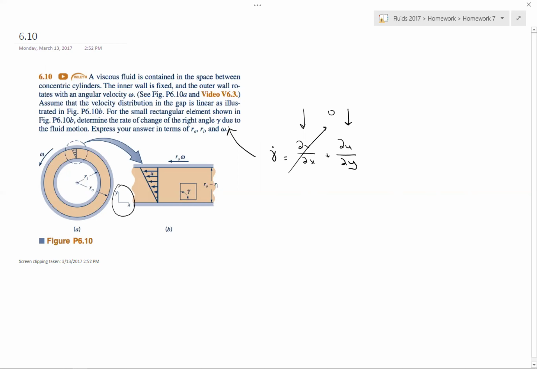That's exactly right. This is linear. So we're going to do what we've always done before. The first thing we're going to do is say that u is equal to some a y plus b. All right.